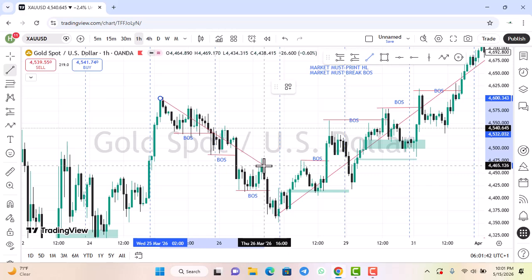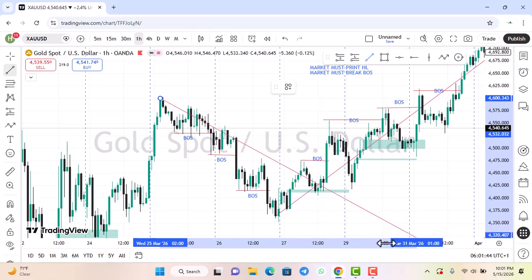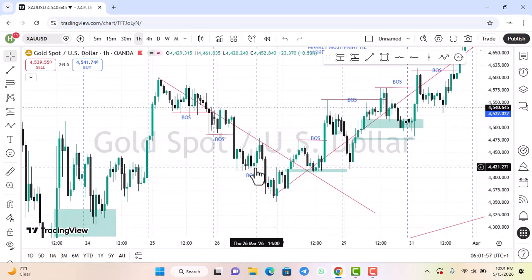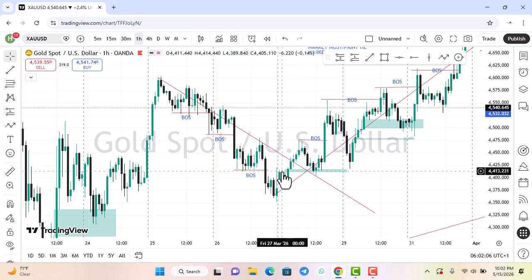Then I'll draw my trend line like this, focusing on the body. Now the next thing is I wait for the market to give me another lower high, all right, then a lower low. Now the market gets to here.